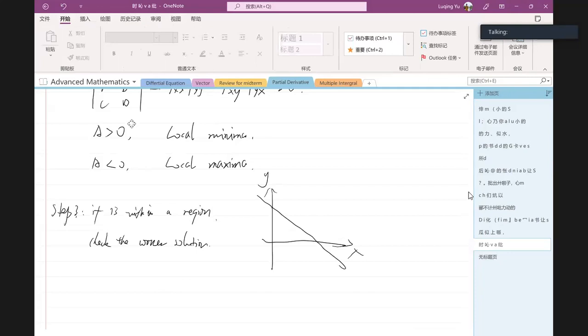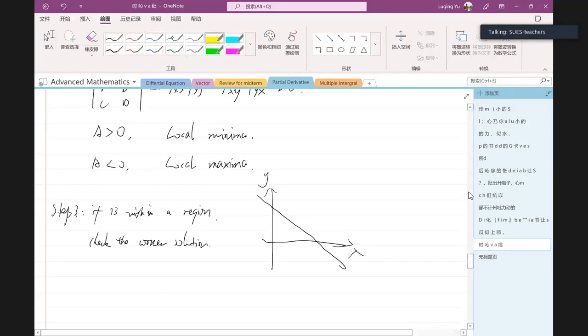Okay, so these 3 points are corner solutions. You can follow the steps from the textbook, but you can also simply follow my understanding of this kind of question. The first is checking the corner solutions. The second is checking the boundary solutions.